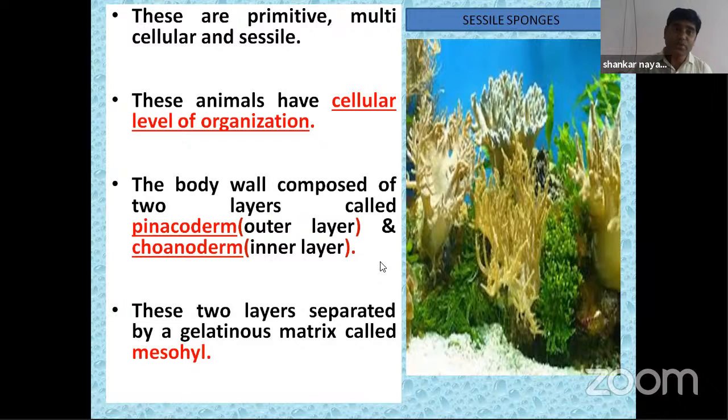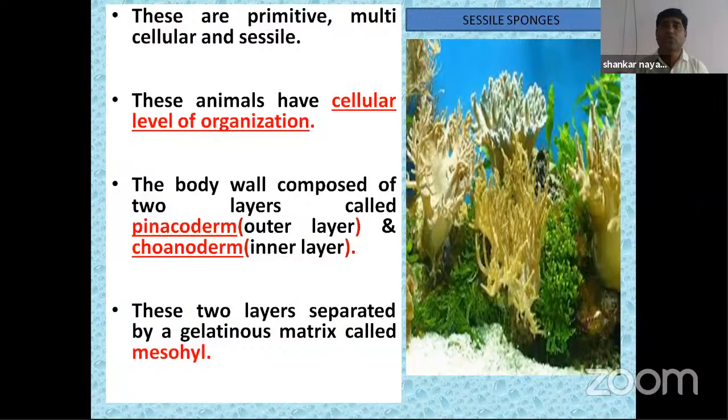These are primitive, multicellular and sessile. Primitive means first animals, oldest animals. Multicellular means made up of more than one cell. Sessile means staying at one place, fixed at one place. So these animals, the oldest animals, multicellular animals, are fixed at one place and cannot move.